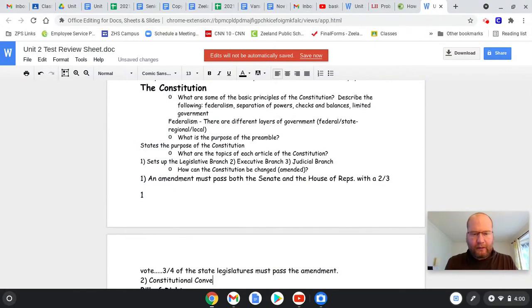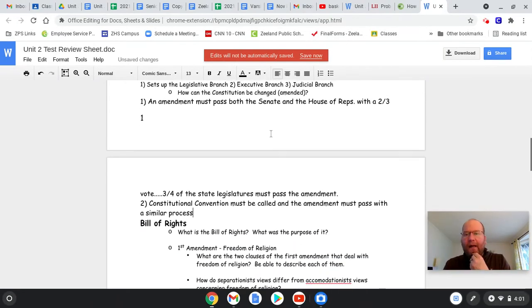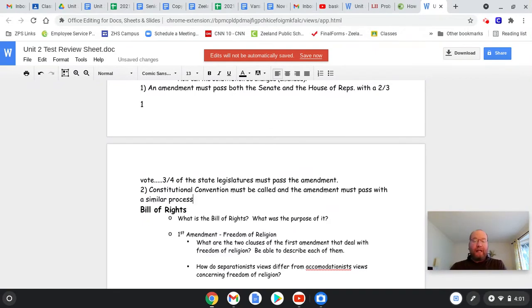constitutional convention must be called and the amendment must pass with a similar process. The first method is really the one we want to be most familiar with. We just need to know that the Constitution is able to be changed. It's just not an easy process. It's a very difficult process for the Constitution to be changed.